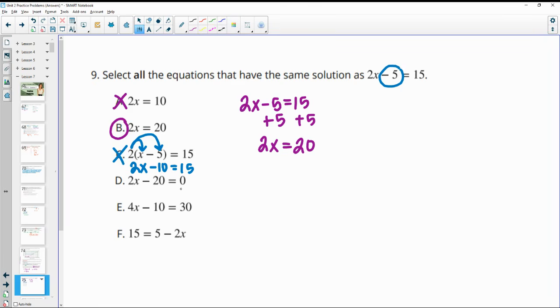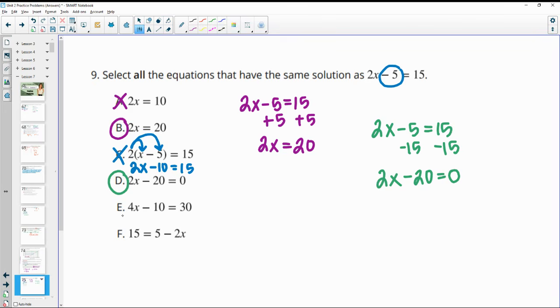For D, the parts that have changed are this negative 20 and this 0. So if we take this equation here, let's make the right side 0. So let's subtract 15 from both sides to see what this number needs to be. Negative 5 minus 15 is negative 20. 15 minus 15 is 0. That is what they have here: 2x minus 20 equals 0. So this is equivalent. We just subtracted 15 from both sides.